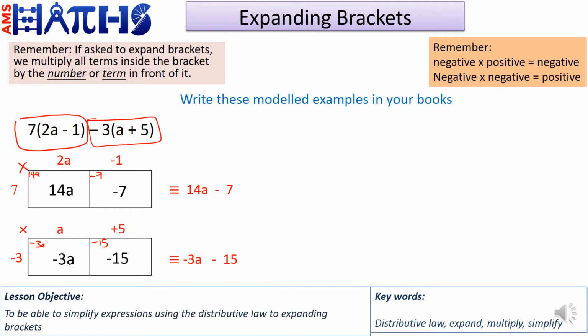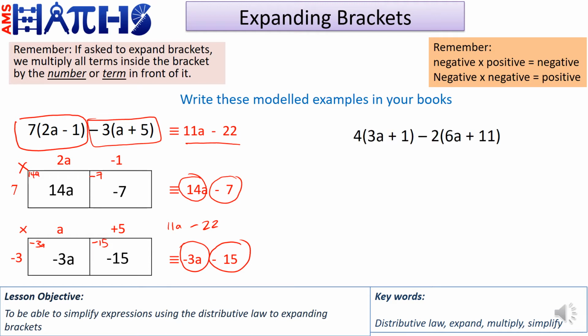Then we have to simplify. So 14a minus 3a will give us 11a, and minus 7 minus 15 will give us minus 22. So we have 11a minus 22 for our final answer.